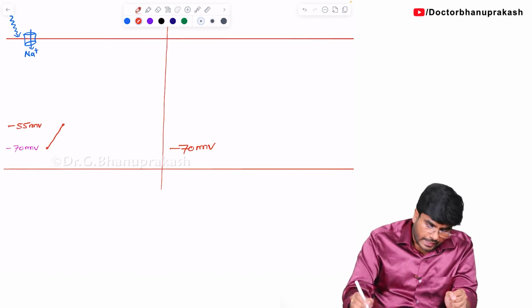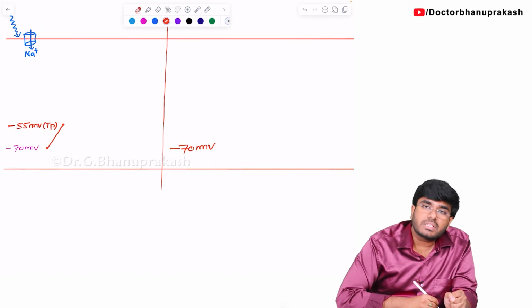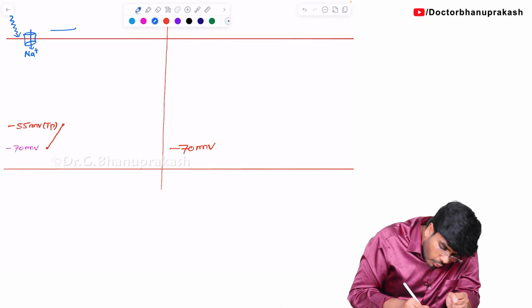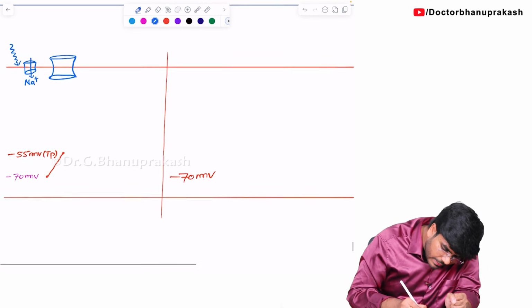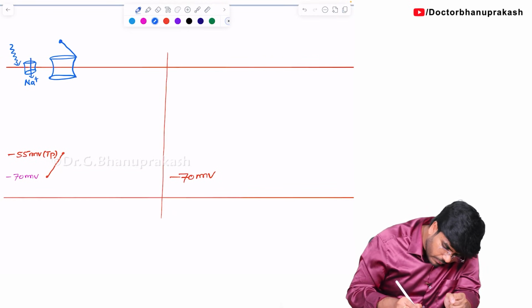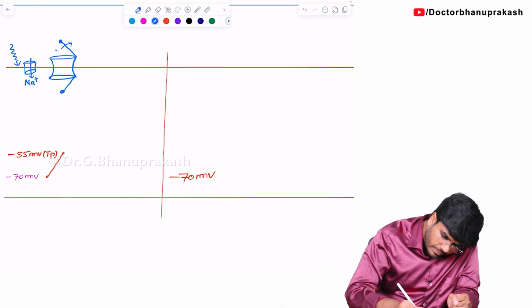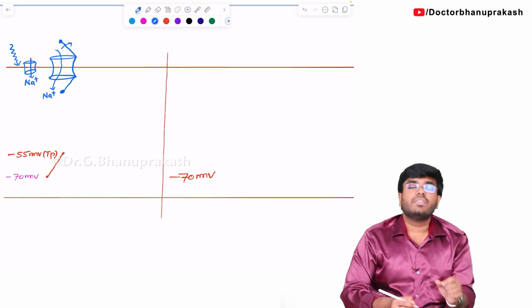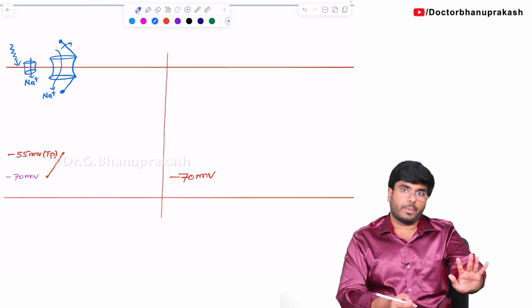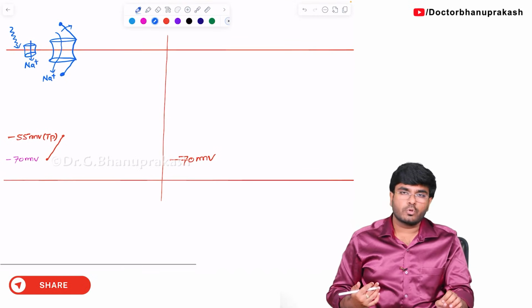At minus 55 millivolts, that is the threshold potential, right? At this threshold potential, what will happen? The voltage gated sodium channels will open. The activation gate just now opened. Because of the opening of this activation gate, sodium is going to come into the cell. Now more sodium influx will occur. If there are 10 voltage gated sodium channels, all 10 will open. So that's going to cause a massive influx of sodium into the cell.